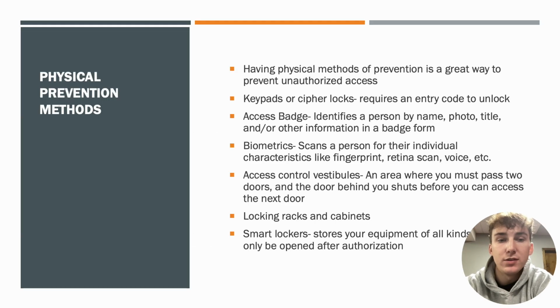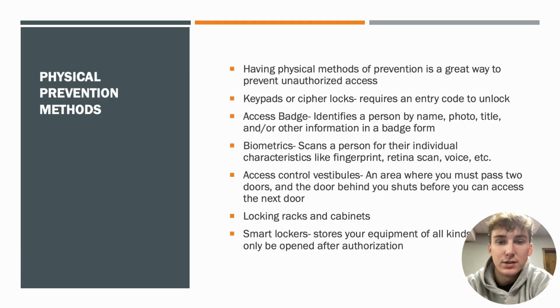So physical prevention methods. Physical prevention methods are also important. It's a great way to prevent unauthorized access into a physical place that you have storage. So there's many ways you can have these physical prevention methods. One is keypads or cipher locks. This basically requires an entry code to unlock. So it would basically be like a door with a code, and you would have to type the code to unlock the door.